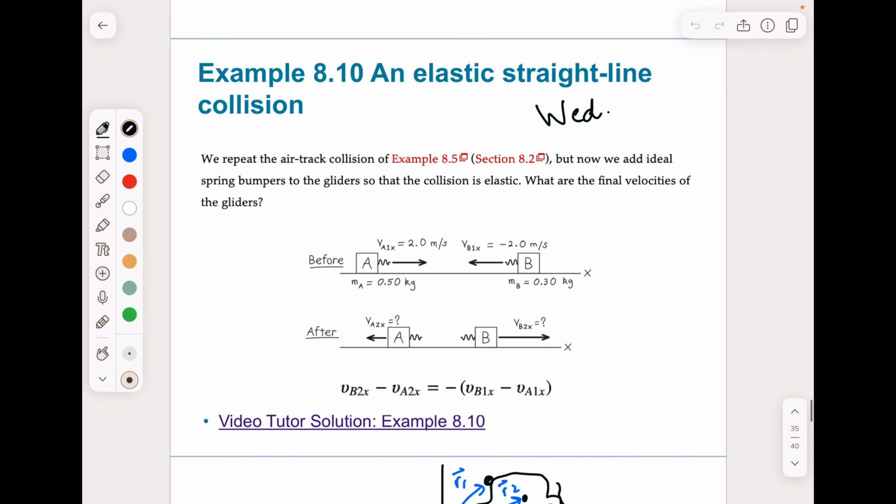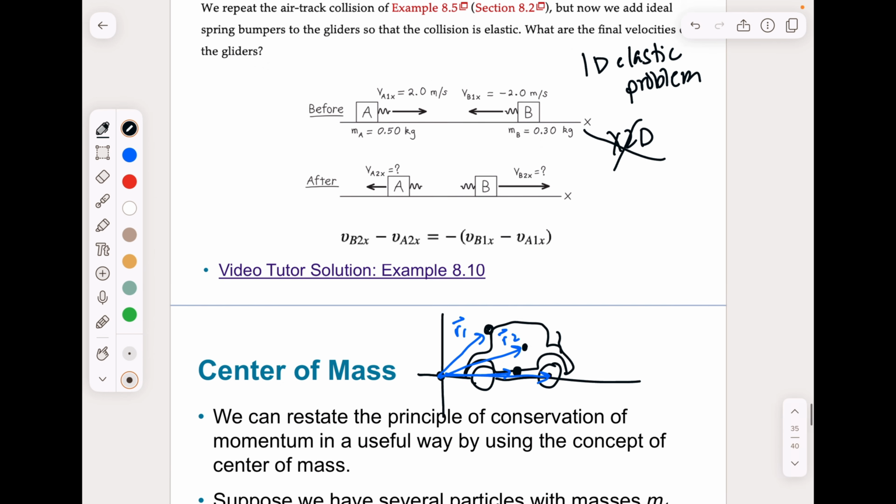Okay, and if we wanted to categorize it, this would be a one-dimensional elastic problem. Okay, I won't be giving you two-dimensional problems. There won't be any two-dimensional elastic problems.